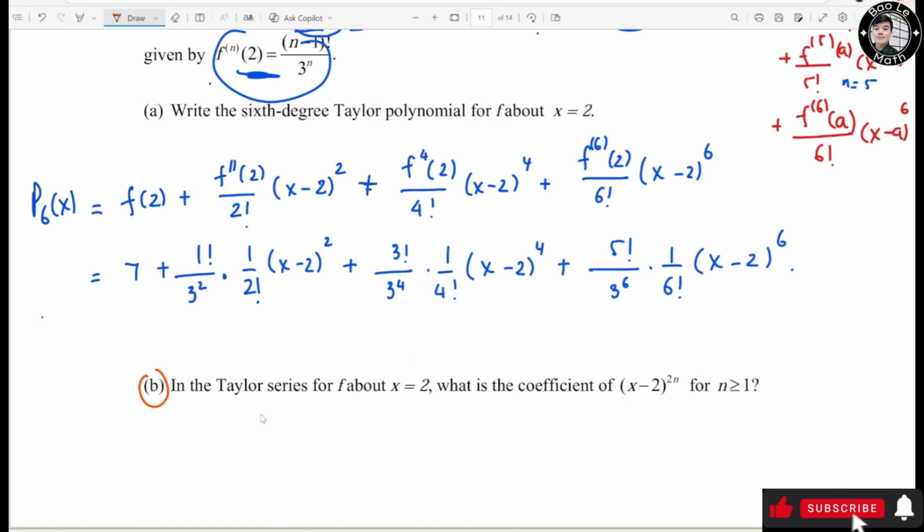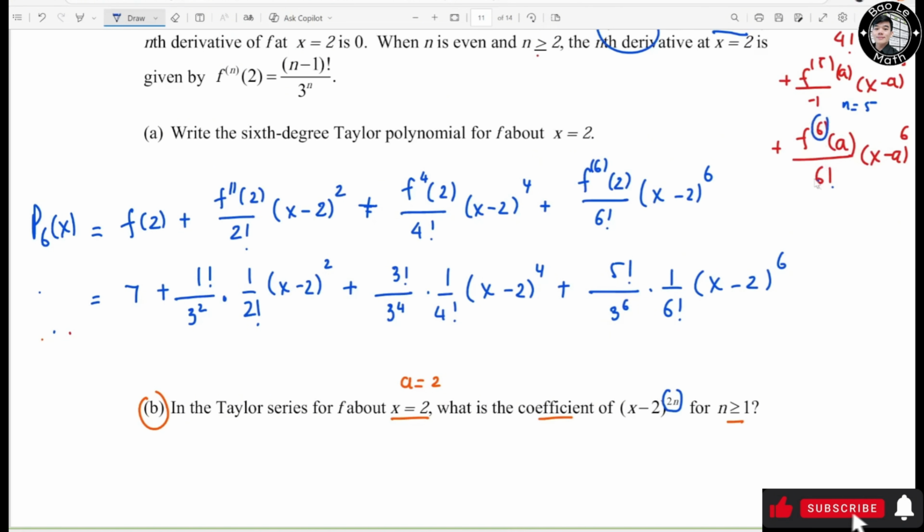Now question B. In the Taylor series for the function f about s equals 2, which is a equals 2, what is the coefficient of s minus 2 to the 2n for n greater than or equal to 1? Now observe that this guy right here, this guy right here, and this guy right here are the same. If I generalize this one, it's actually the 2nth derivative of the function f at s equals a over 2n factorial, times s minus a raised to the 2n. Now the coefficient is this guy right here. They ask you to find the coefficient.